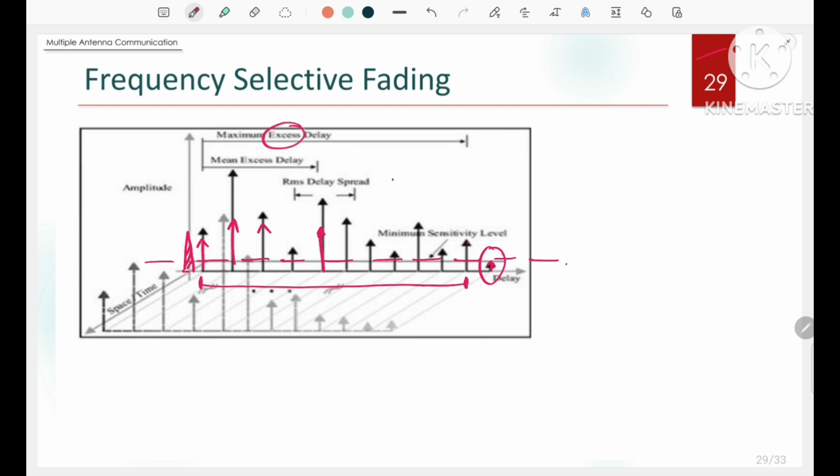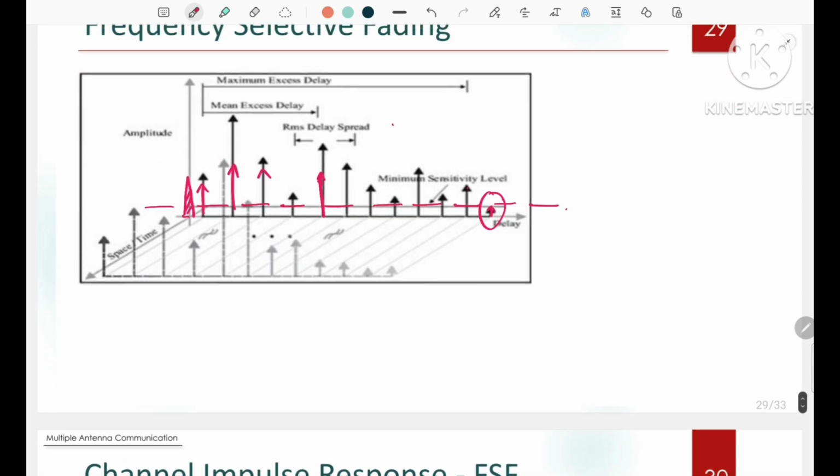Why do we call it maximum? Because beyond the first delay we have additional amounts of delay. Let's say this is an additional amount of delay, this is again an additional amount of delay, and these delays are additional and are called excess. Therefore we have the term maximum excess delay. And this same thing will repeat at a different time instant. Let's say I have launched an impulse at this time, so I will receive different copies at different delays.